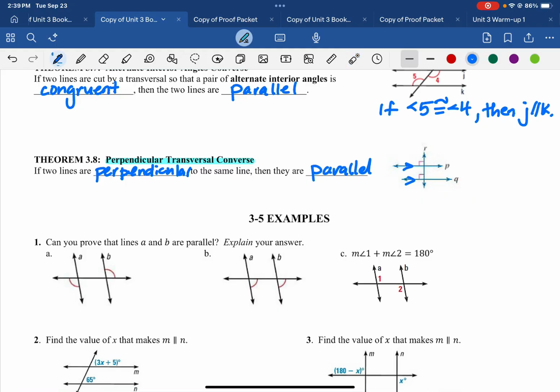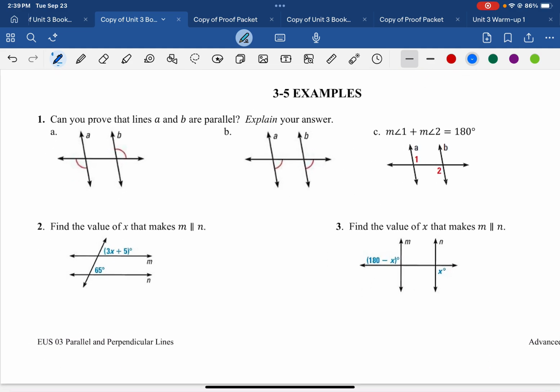All right, let's look at some examples really quickly using these converses. We're proving lines parallel. Can you prove them parallel? Explain your answer. If you look at A, look at the two angles that are marked congruent. Those would be alternate exterior. If they're congruent, are lines A and B parallel? Yes. And the reason is the alternate exterior angles converse, okay?